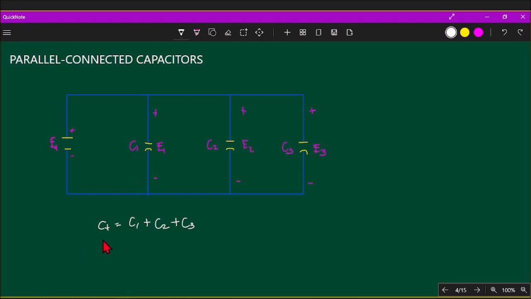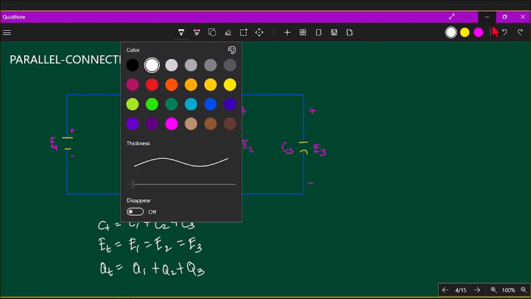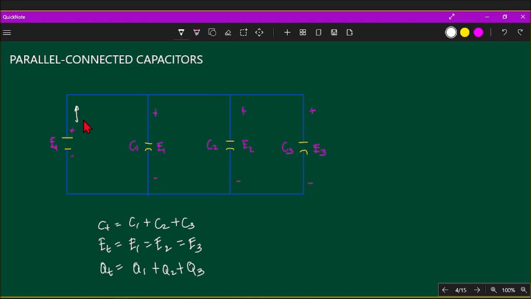Then the voltages, of course, are equal. So we have here E1 equals E2 equals E3, and the one that is summed here is the charge. So our Q_T is equal to Q1 plus Q2 plus Q3, wherein this will be our Q sub T, here we have our Q sub 1, here will be our Q sub 2, and here will be our Q sub 3. Okay, so those are the principles of capacitors connected in parallel.